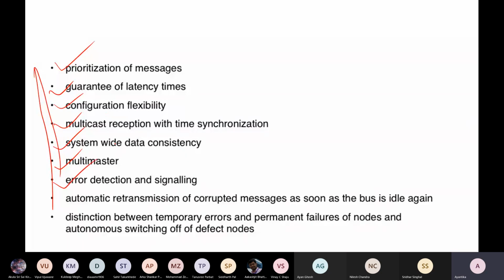Then we have talked about error detection and signaling. We have seen how the fault confinement states and the use of error frames work, so any node can detect an error. Whenever it is detected, it can broadcast the error frame to all the nodes, signaling that some error has happened in the network. Then automatic retransmission of the corrected message when the bus is idle. So whenever any node is coming from the bus idle state to the active error state, this type of automatic retransmission is possible.